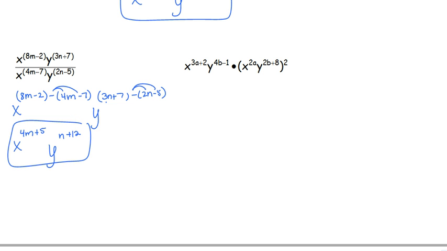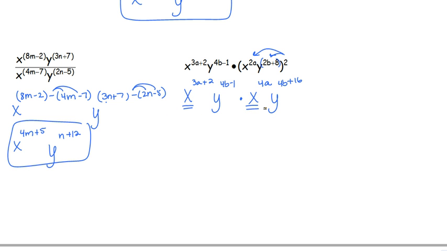Our next one, we've got parentheses, we've got multiplication. We know the first thing that we're going to do is get rid of those parentheses. Nothing's changing with our x to the 3a plus 2, or our y to the 4b minus 1, so we just copy that down. Now we're going to distribute that 2. A power to a power means we're going to multiply. So 2a times 2 gives us 4a. And we're multiplying this whole exponent by 2, so I've got to distribute that in. So 2 times 2b is 4b. 8 times 2 is 16.